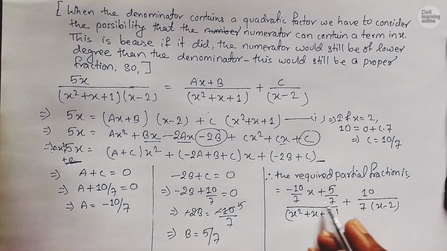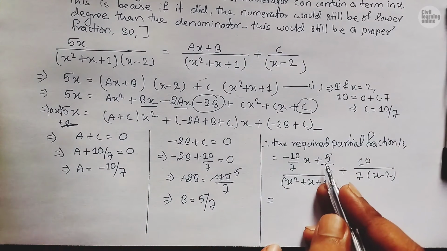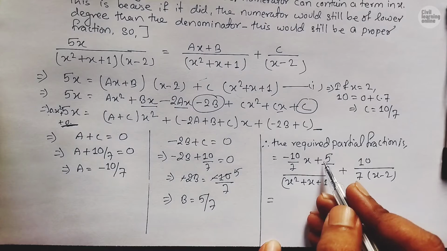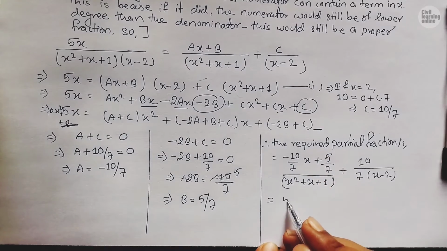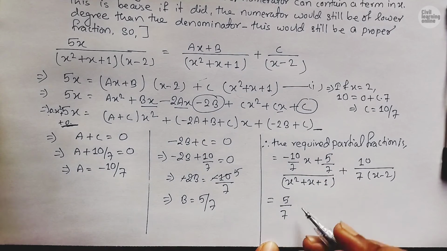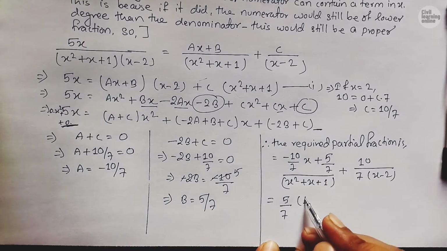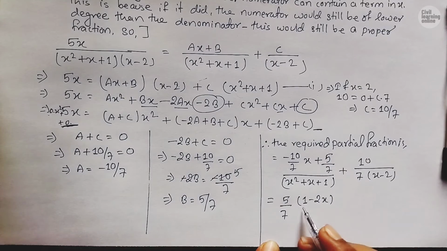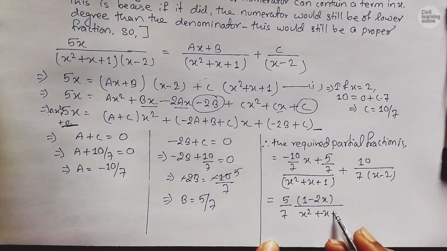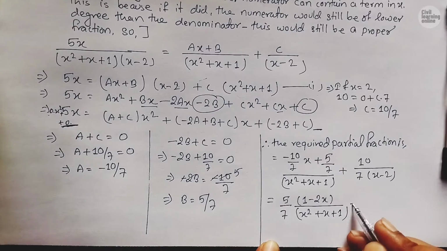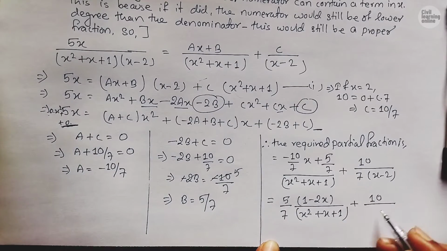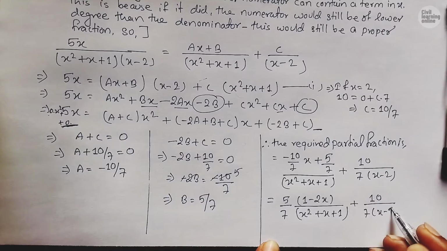We can rewrite, take 1 by 7 common, and we can take 5 by 7 common here. So 5 upon 7 can be taken as common from here. So we will have the numerator as 1 minus 2x upon x square plus x plus 1, plus 10 upon 7 times x minus 2.